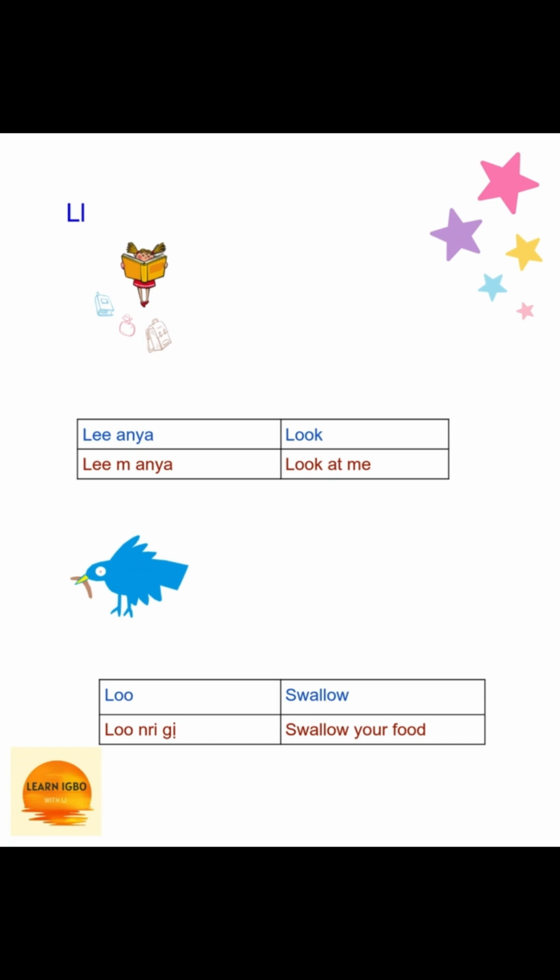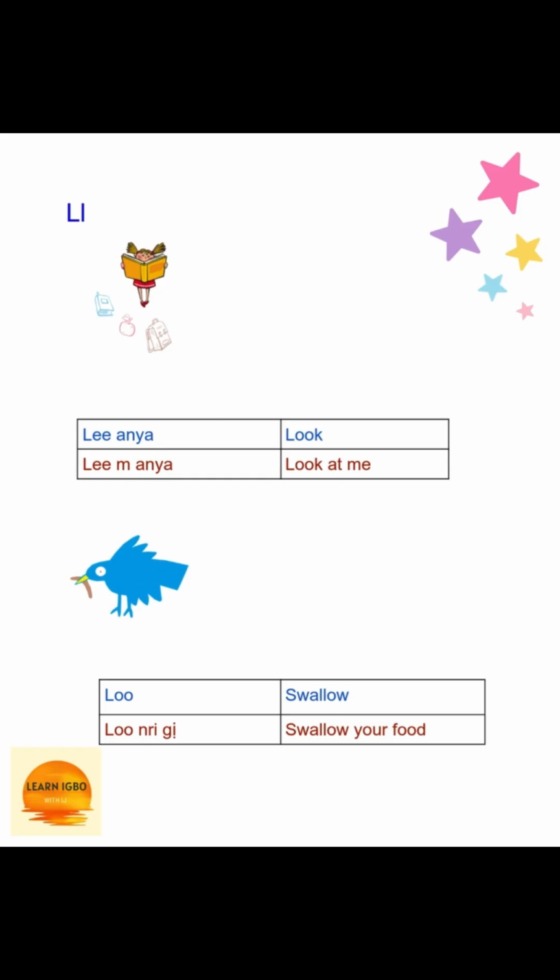Welcome back to today's Igbo learning. Today we'll look at the letter le. This is your English letter L. In the Igbo alphabet, this is le. Example. Lee anya. Look. Used in a sentence or phrase. Lem anya. Look at me.